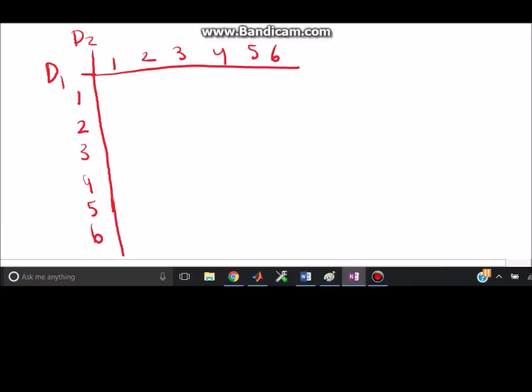If I take the difference between 1 and 1, that's going to be 0. The difference between 2 and 2, that's 0. 3 and 3, that's 0. 4 and 4, that's 0. 5 and 5, that's 0. 6 and 6, that's 0. And basically all you would do is fill in what the difference is for each one.